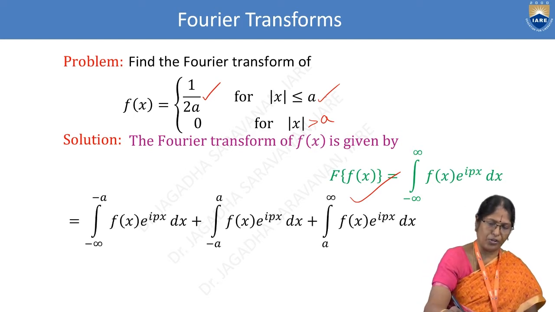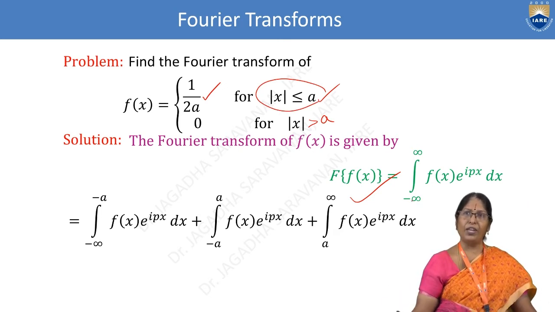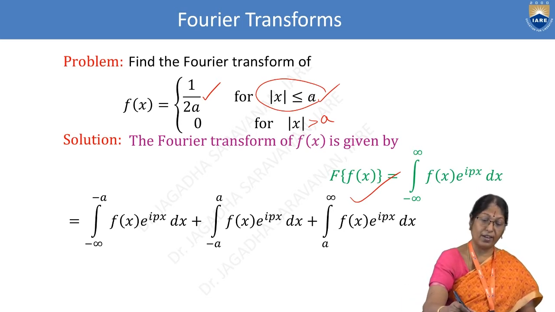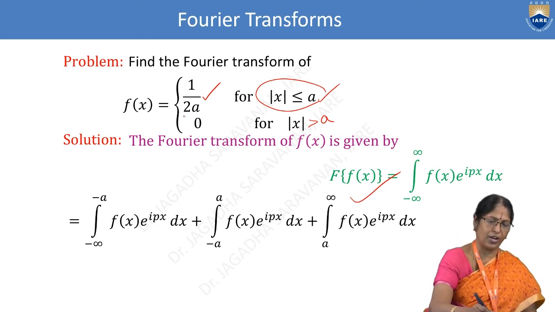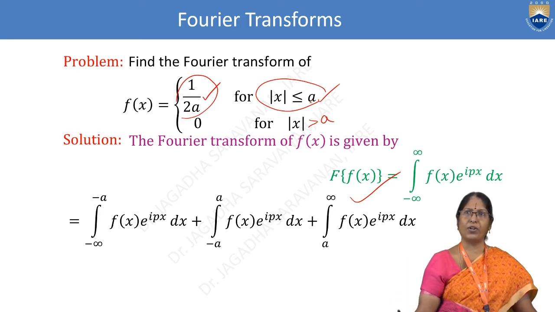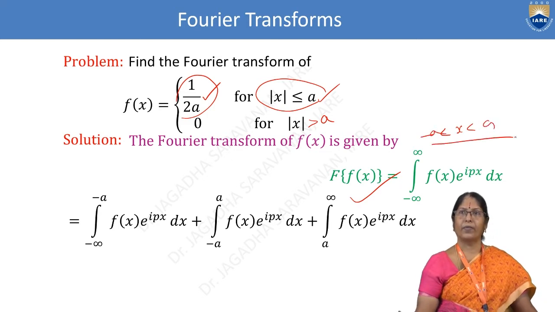Next, according to our formula, it is minus infinity to infinity, but in our problem, for mod x less than or equal to a, the function is 1 by 2a. The previous problem we discussed had some trigonometry, cos x. Here the function is different. The definition of the modulus function: if x lies between minus a to a, the function is 1 by 2a.